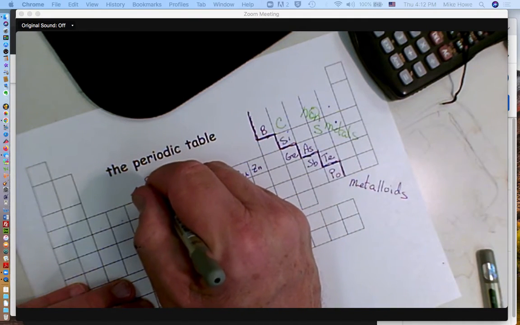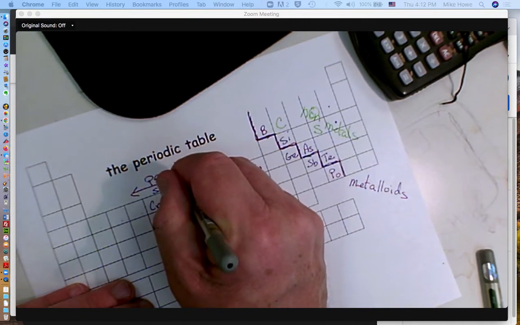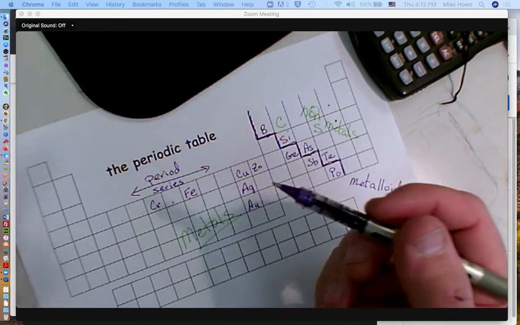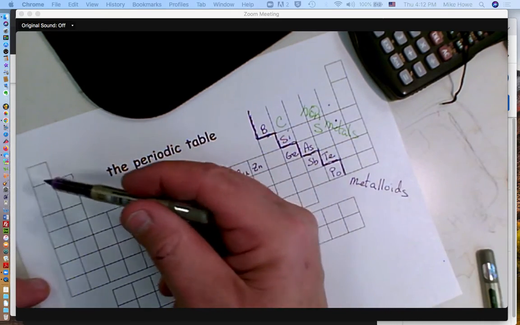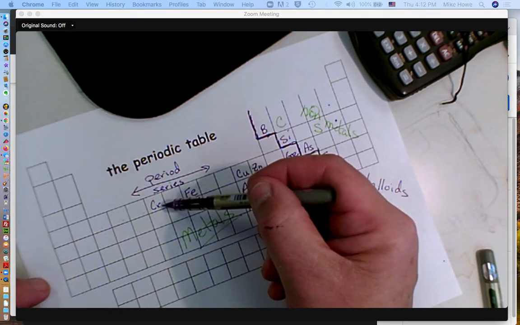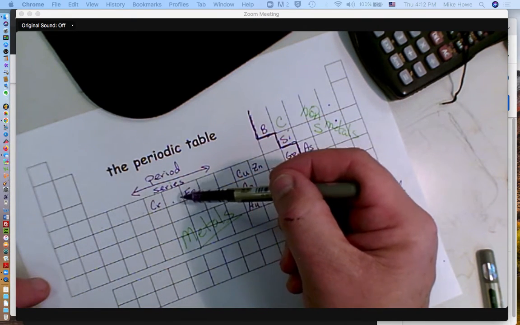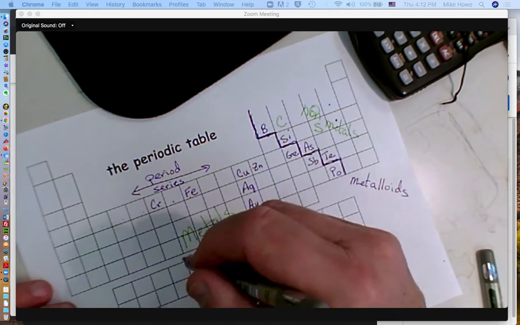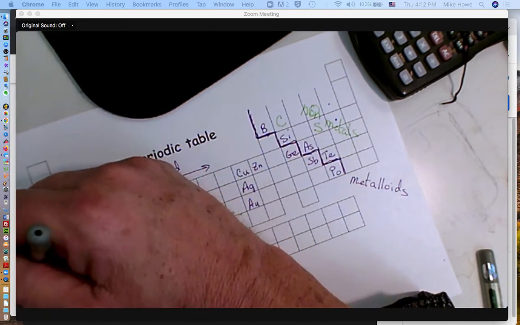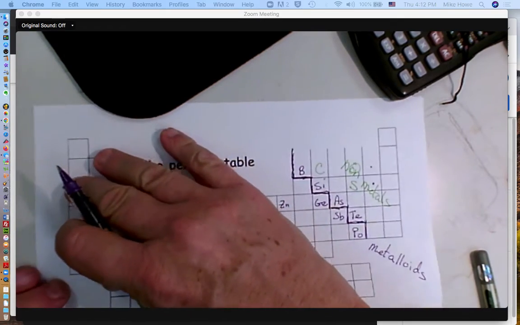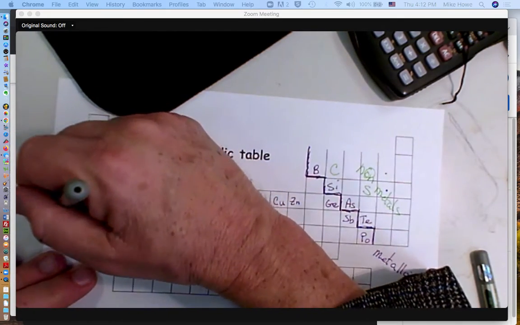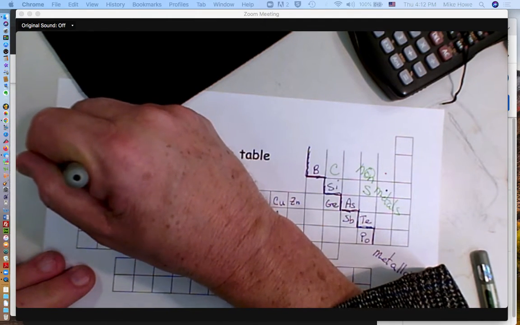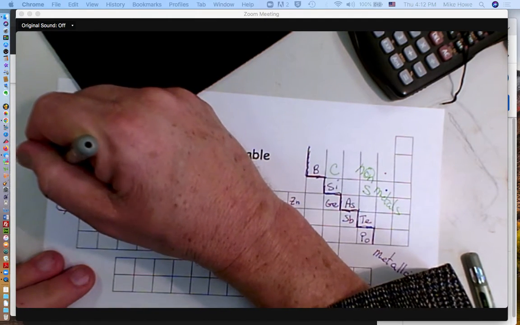Sometimes we call these horizontal rows series as well. So if I said, find me an element in the fourth series, you go 1, 2, 3, 4. Chromium would be an example of an element in the fourth series, or iron, or copper, or zinc. The vertical columns have names also. We call them either, I'll turn it sideways a little bit, we call them families or groups.